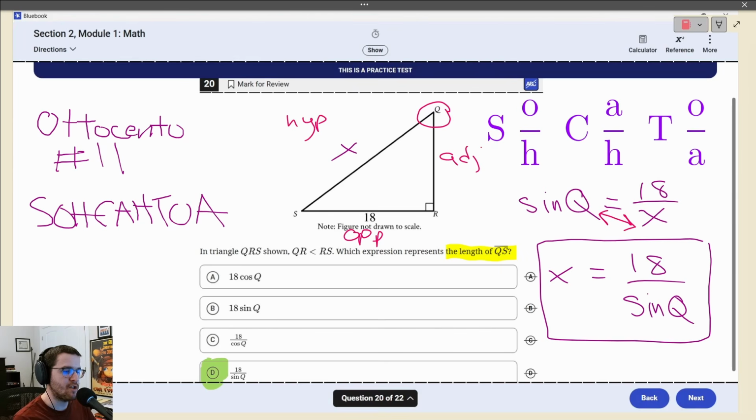Again, guys, I think the trickiest part for this one was which angle do we use? Don't be afraid to take a little peek at the answer choices to see if it gives you a hint as to how to get started.